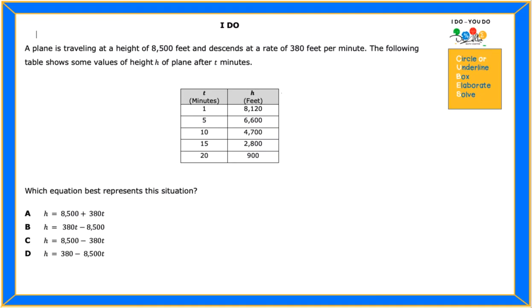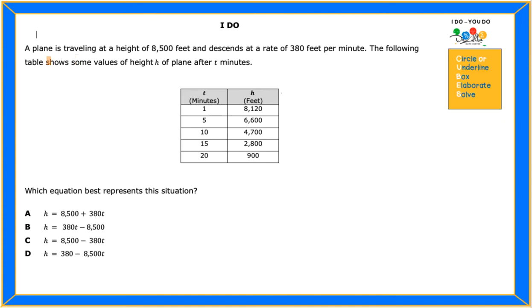Hello students, let's read this question. A plane is traveling at a height of 8,500 feet and descends at a rate of 380 feet per minute. The following table shows some values of the height, h, of the plane after t minutes. Which equation best represents this situation?